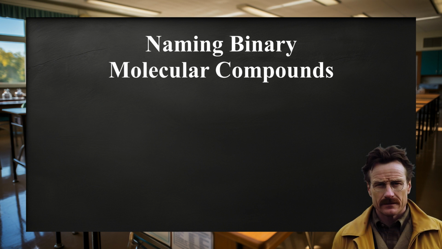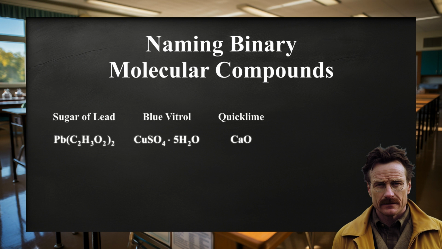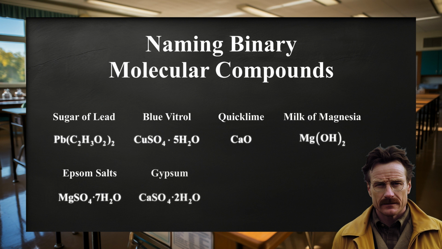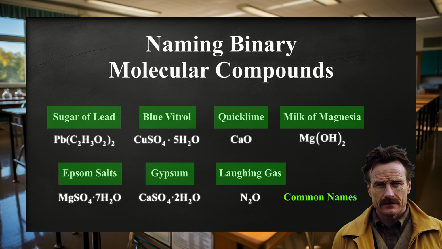When chemistry was an infant science, there was no system for naming compounds. Names such as sugar of lead, blue vitriol, quicklime, Epsom salts, milk of magnesia, gypsum, and laughing gas were coined by early chemists. Such names are called common names. As chemistry grew, it became clear that using common names for compounds would lead to unacceptable chaos. Memorizing common names for these compounds would be an impossible task.